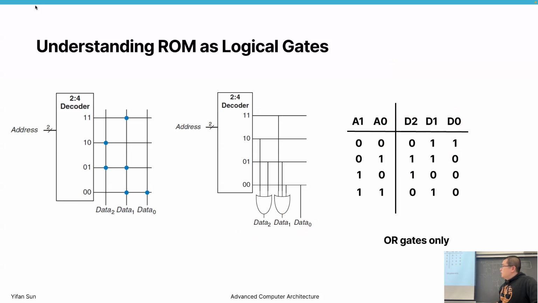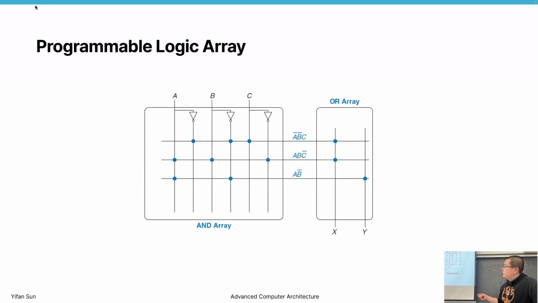But the problem with this design is we can only get an OR gate, right? We have no way to have an AND gate. So how can we have an AND gate there? We know that AND gate and OR gate plus NOT gate is good enough for any type of circuit, so we can actually just make it slightly more complex to build any type of logic. And how this is done is basically in this way.